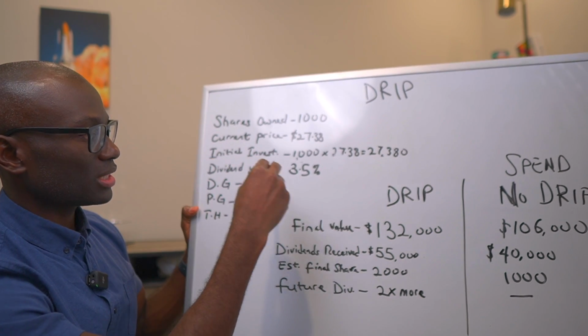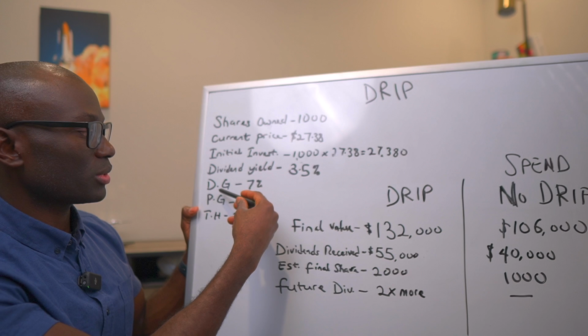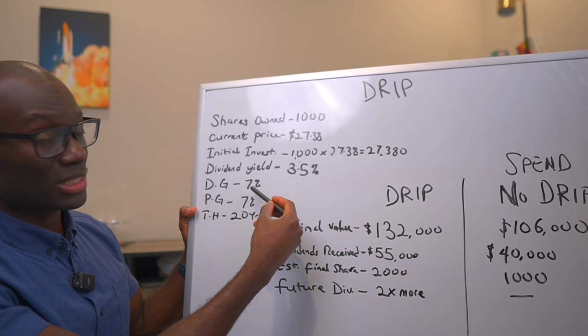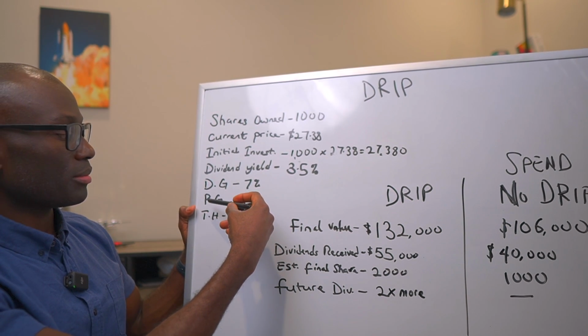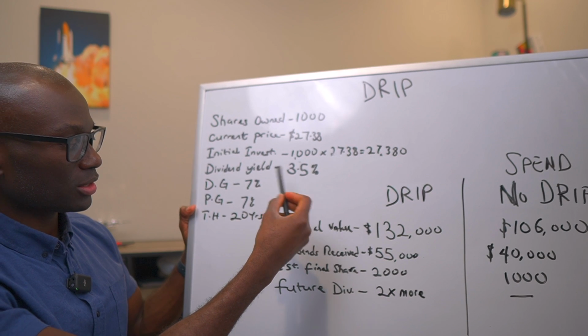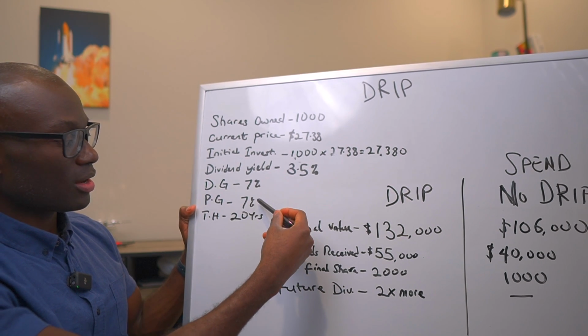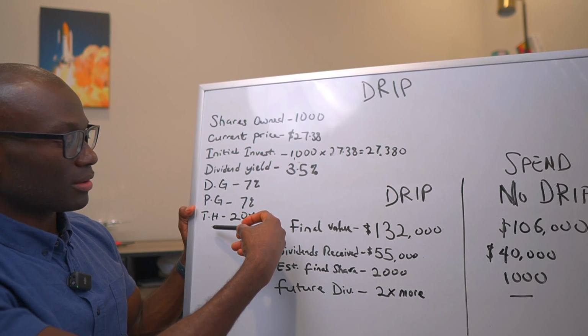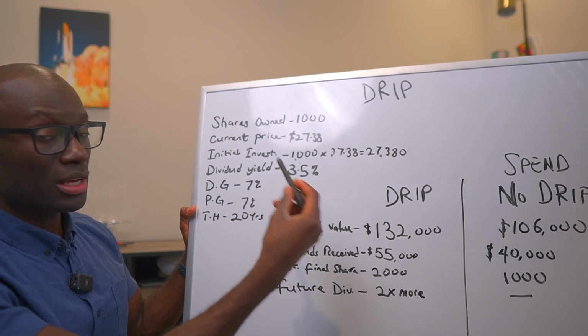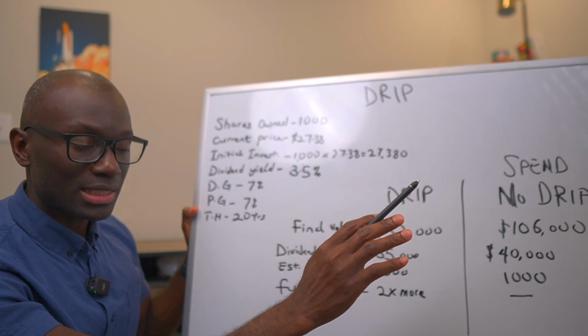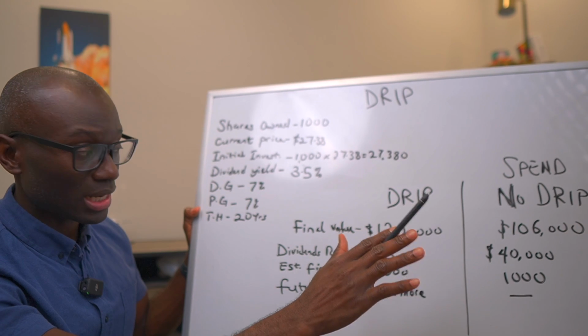The dividend yield of SCHD is around 3.5%. We're assuming a dividend growth of around 7% and a price growth of the stock itself, or this ETF, of around 7% for a duration of about 20 years. This is assuming that you're not adding any more to this. You're not adding any more money.